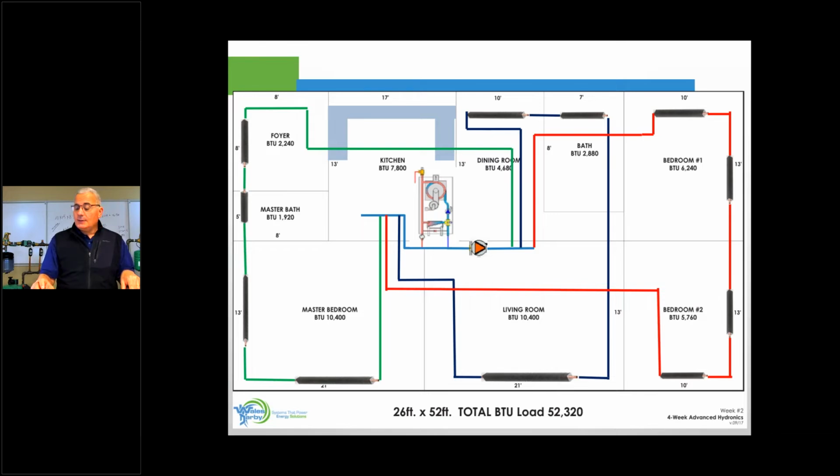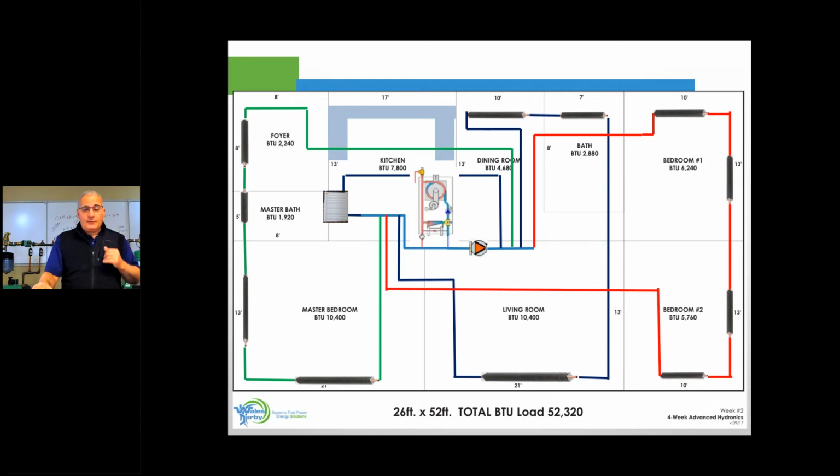And then our black zone, which is going to be that panel rad there, let's put it back in. That's 7,800 BTUs, and it's about a 29-foot run. So 7,800 BTUs, divide that by 10,000, it's 0.78.